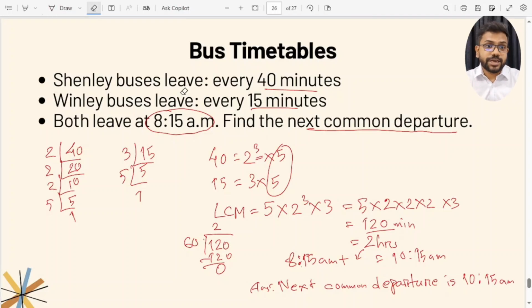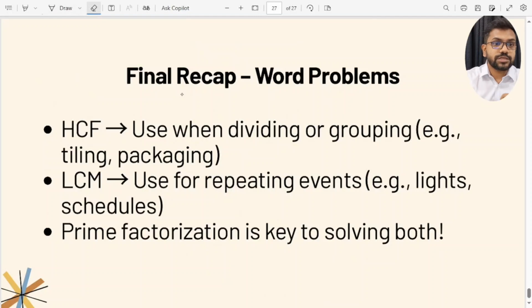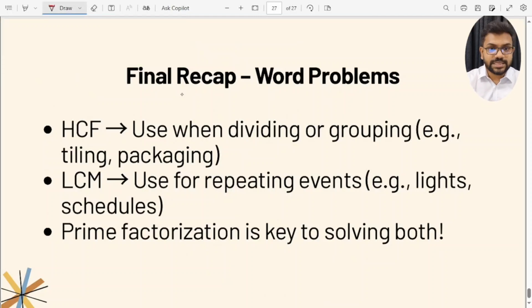Let's quickly recapitulate what we have learned in this video lesson. So we basically use HCF when dividing or grouping something. We use LCM for repeating events. And prime factorization is the key to solving both.